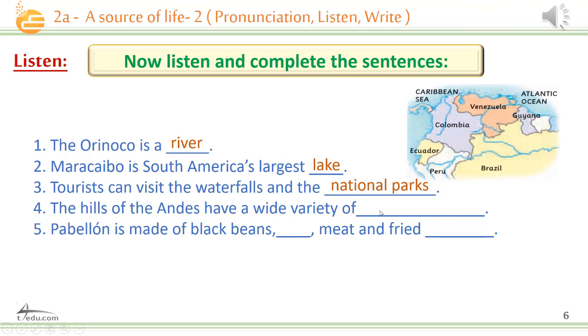So, a variety of colourful flowers. Very good. Colourful flowers. Now let's see. Pabellón is made of black beans, lamb meat and fried. Let's see. It's a traditional dish. It's out of different cultures. It's out of rice. Yes, very good.